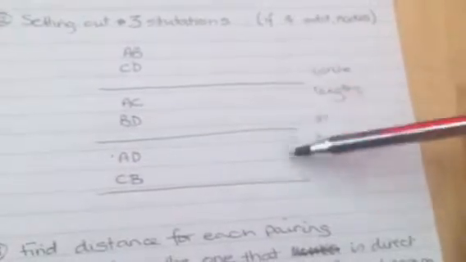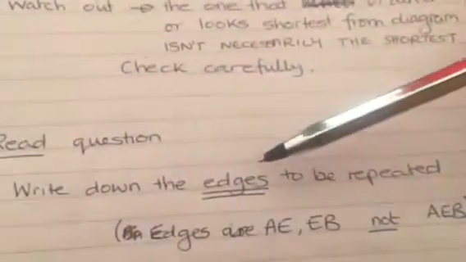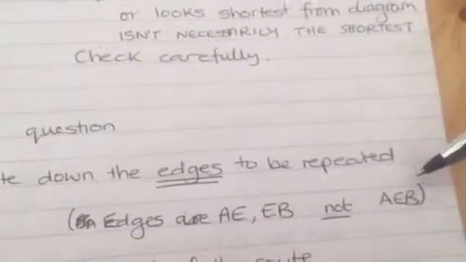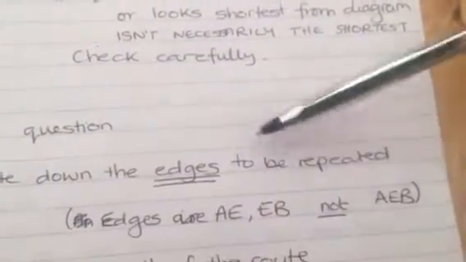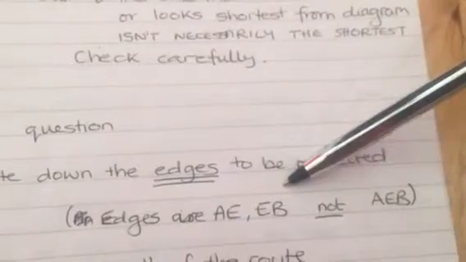Once you've filled out the values and the numbers in here, identify which of these pairings gives you the shortest route, and then read the question. What does it want you to give? If it asks you to write down the edges that need to be repeated, remember that AEB is not an edge, that's a route. So if you need to write down the edges, you write AE, comma, EB. Those are the 2 edges that you're repeating.